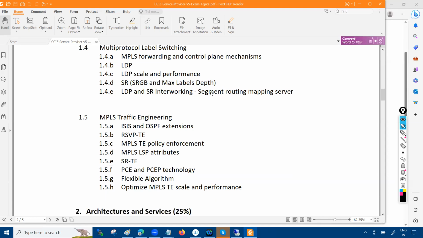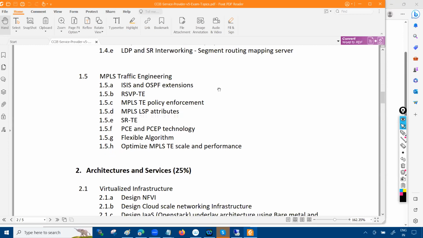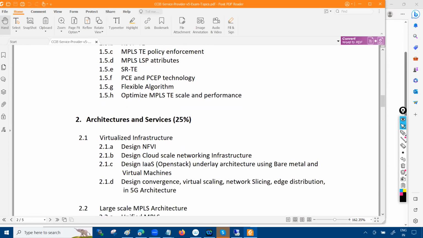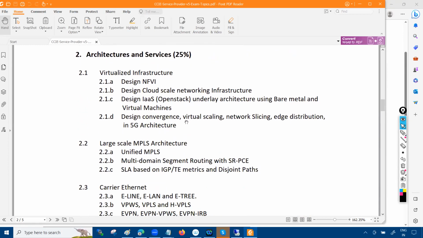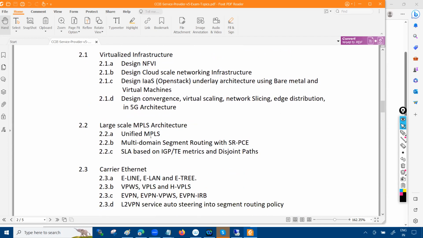So let me quickly pause the recording for this right now. Then after that, we cover the TE part. Then we'll go for how you can deploy unified MPLS, right? Previously it was not there. Before BGP-LU, unified MPLS was not there. So BGP-LU plays a big, important role in unified MPLS.